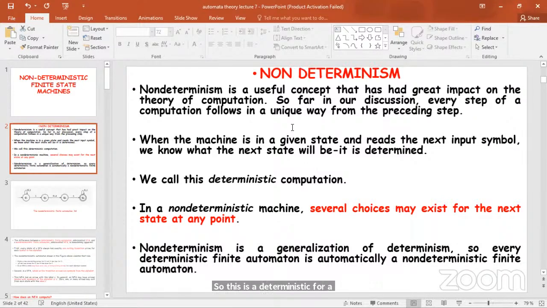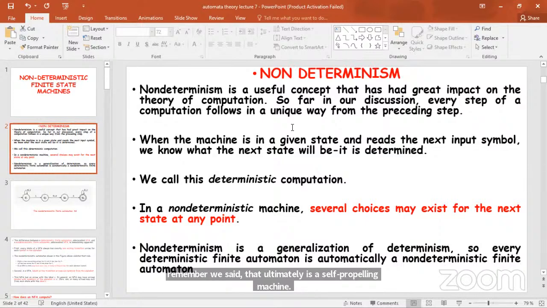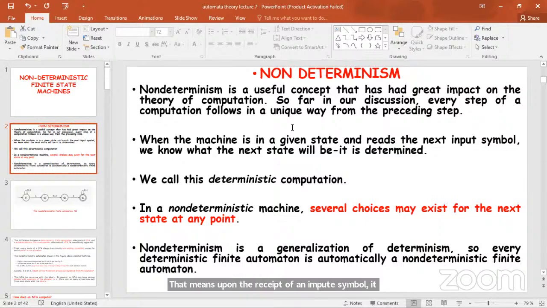And remember, we said that an automaton is a self-propelling machine. That means upon the receipt of an input symbol, it propels itself to another state, right? Just like when you're in 100 level, upon passing some exams, you self-propel yourself to what?